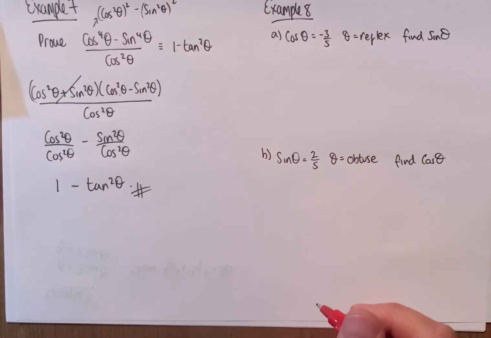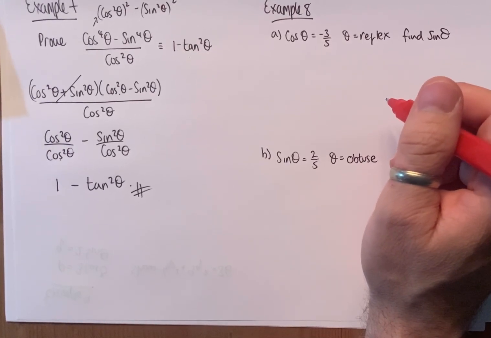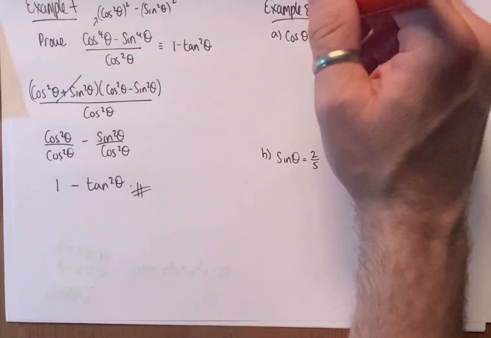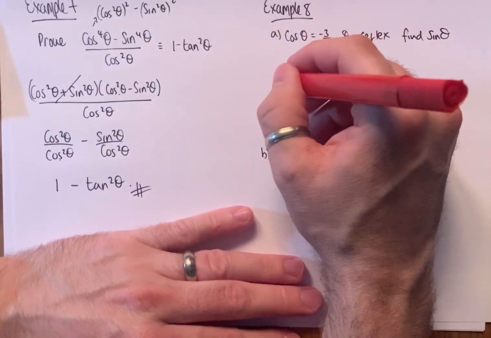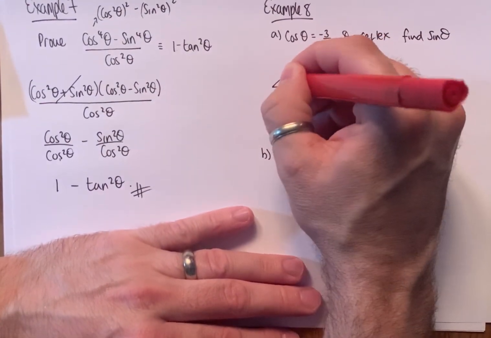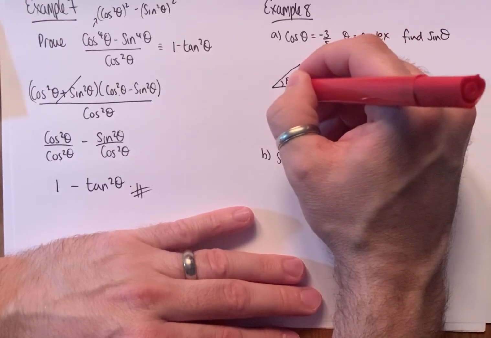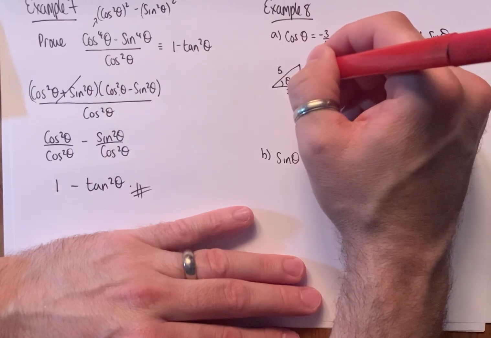Example 8. There are a few ways to do example 8. I'm going to show you my preferred method, but there's a different method in the textbook, so I'll show you that one in a second. First thing to do, just ignore the minus sign. So just draw any right angle triangle, and cos is adjacent over hypotenuse. So this is adjacent, this is hypotenuse. Then you can use Pythagoras' theorem to work out the other side.